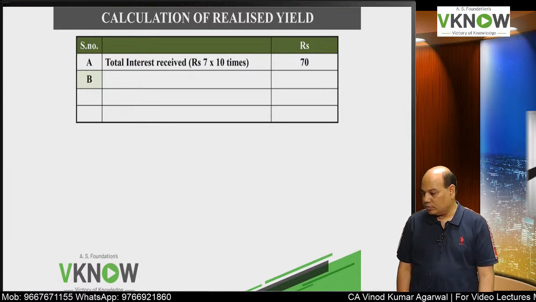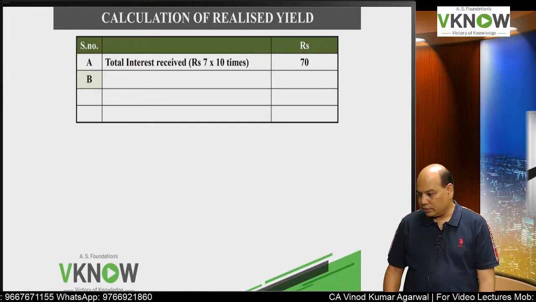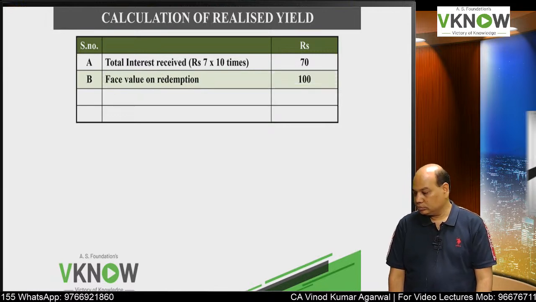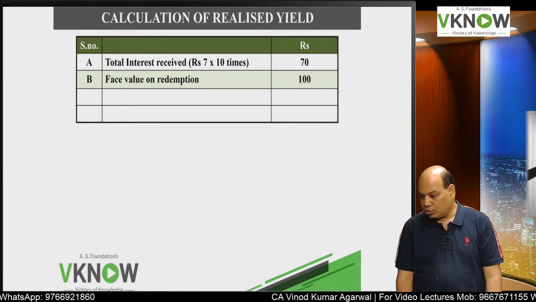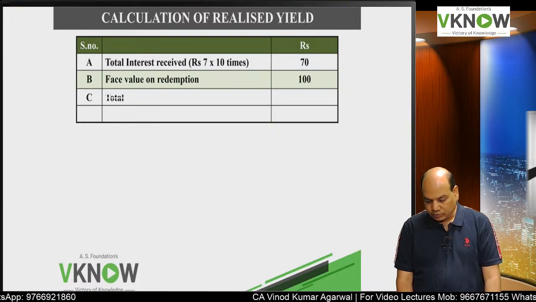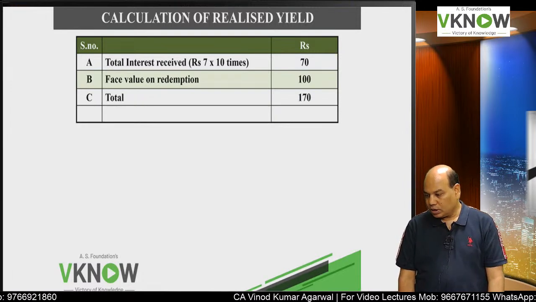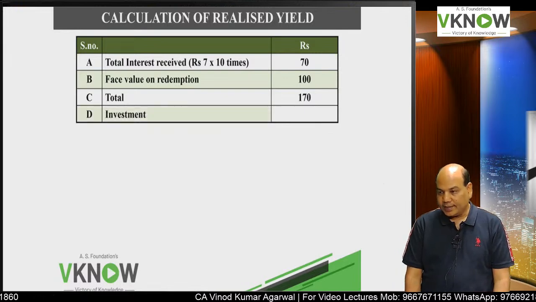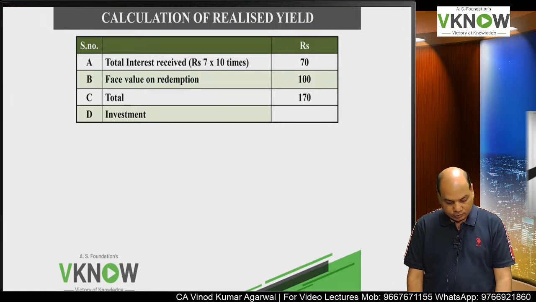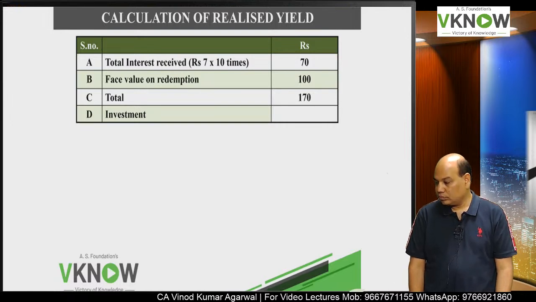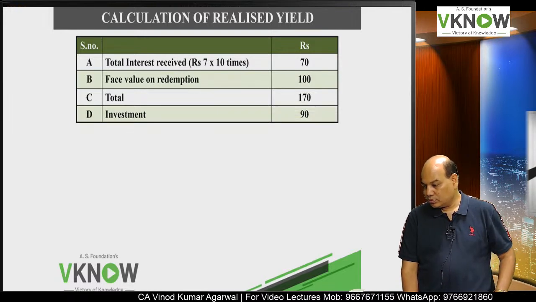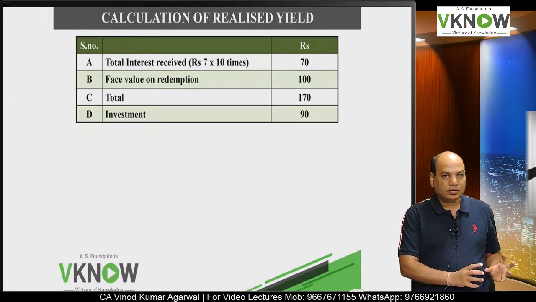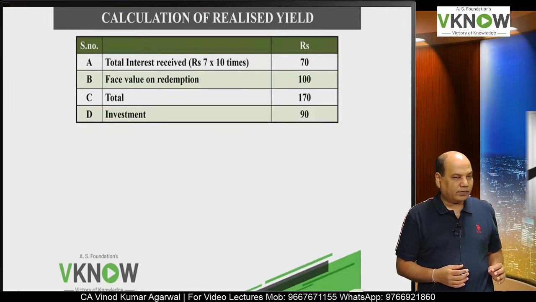7 into 10 times, 70 rupees. Face value on redemption 100 rupees. So total cash flow 170 rupees. And investment made was 90 rupees. 90 rupees becomes 170 after 5 years.